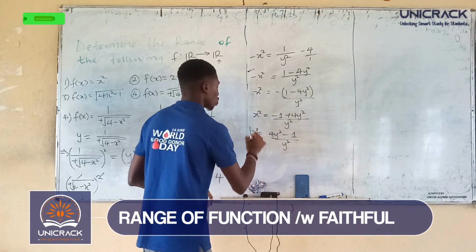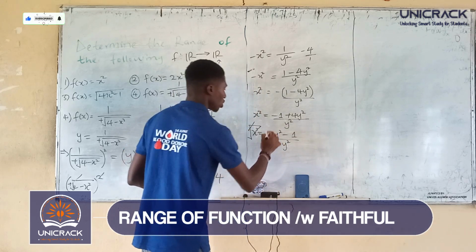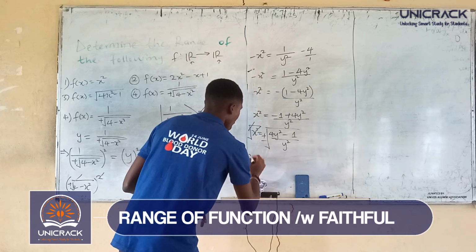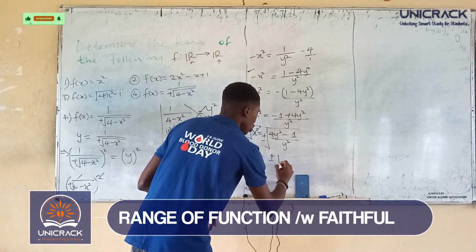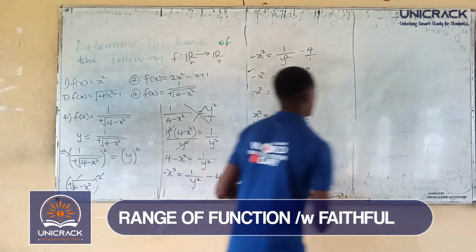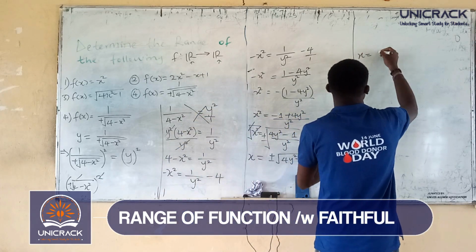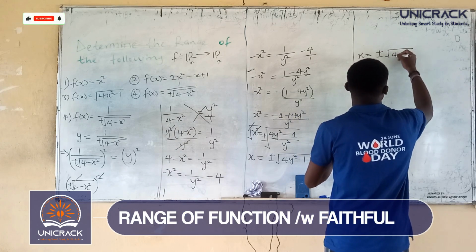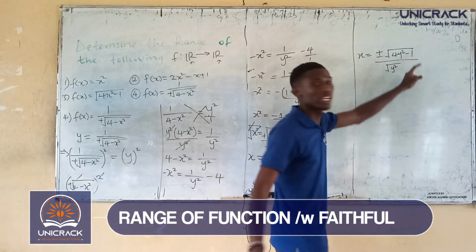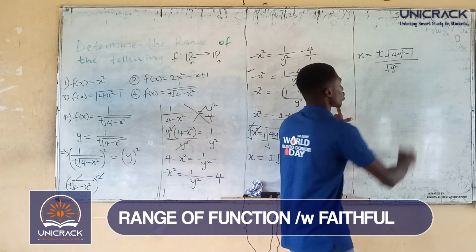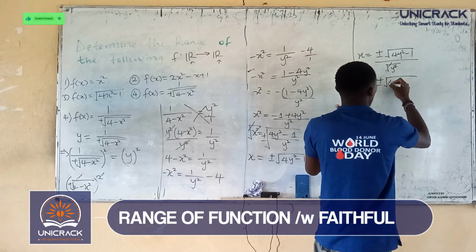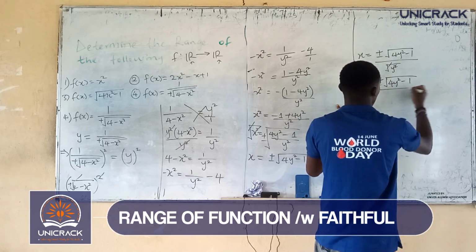Y squared. When we square root both sides, this square will cancel out this. We'll have this, and this will be plus or minus. Finally, we'll have that what? X is equal to plus or minus the square root of 4y squared minus 1. So let's come to this side. We'll have x is equal to positive minus square root of what? 4y squared minus 1 divided by square root of y squared. I already explained this earlier from the concept we did here. So this square will cancel out this, and we have x is equal to plus or minus the square root of 4y squared minus 1 divided by y.